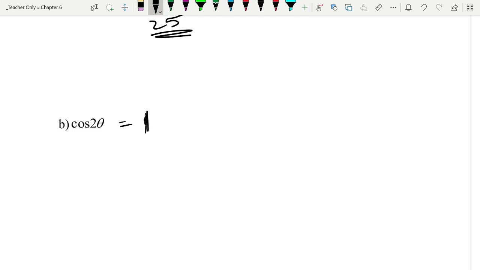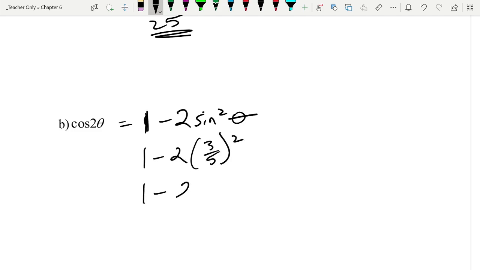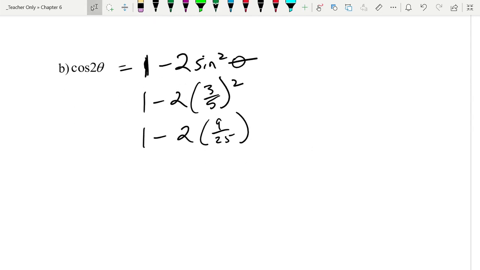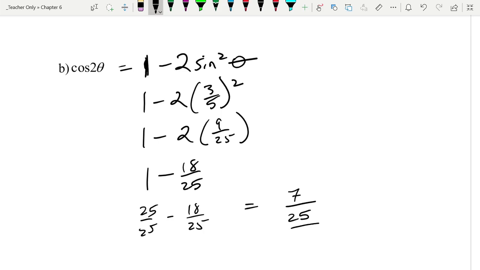There we go. 1 minus 2 sine squared theta. I can use that formula where I don't need any cosine. So it's just going to be 1 minus 2 times 3/5 squared, which is 1 minus 2 times 9/25, which is 1 minus 18/25. And of course, 1 is 25/25, right? So my final answer is 7/25. No, you can't use a calculator, and no, you can't switch to decimals.